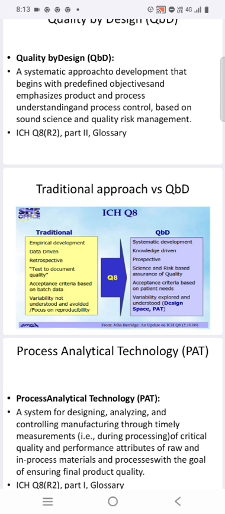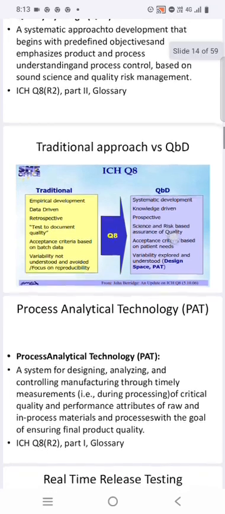Now see the difference between the traditional approach and QbD, ICH Q8 and QbD. The traditional approach is empirical development, a data-driven retrospective process. QbD is a systematic development, knowledge-driven, prospective, science and risk-based assurance of quality acceptance, that is design space.